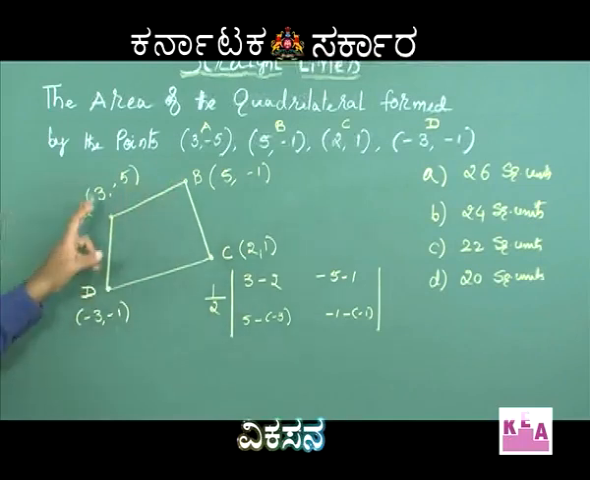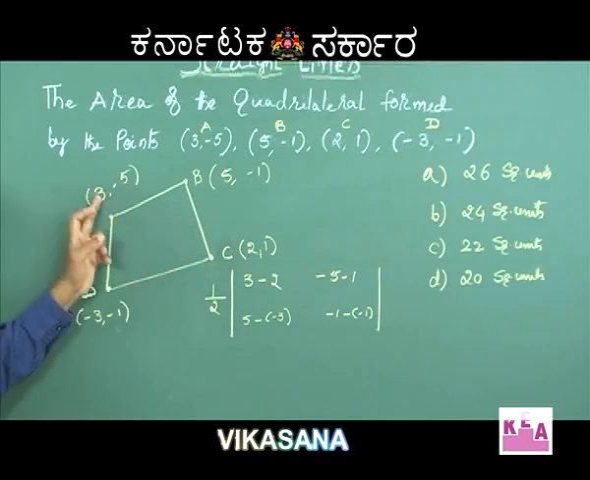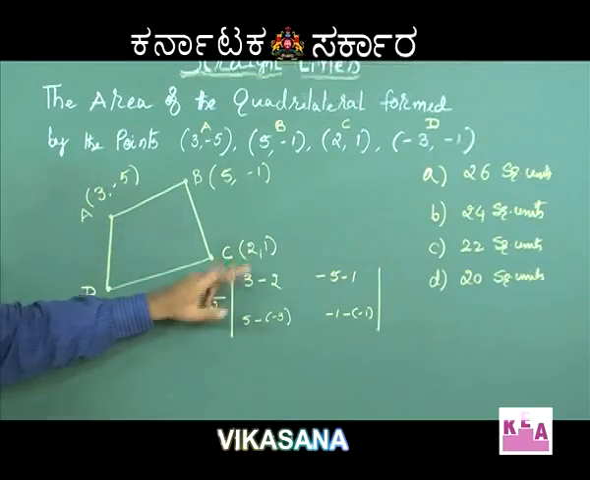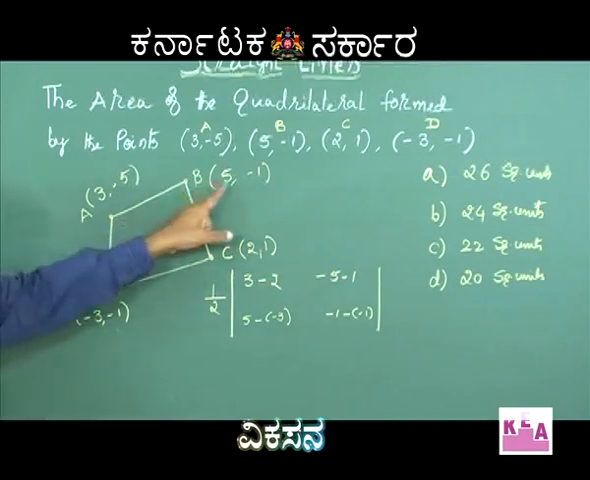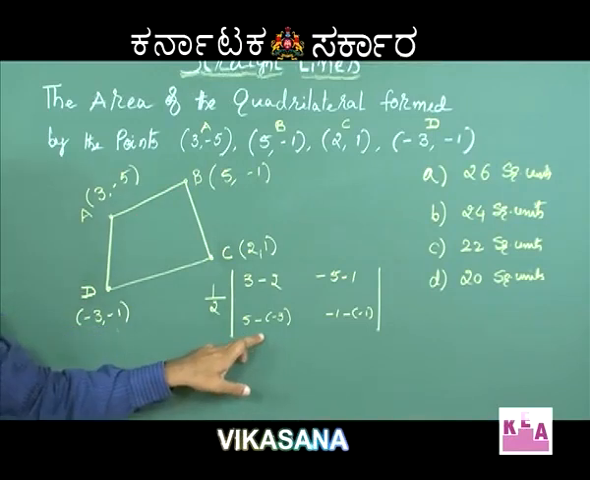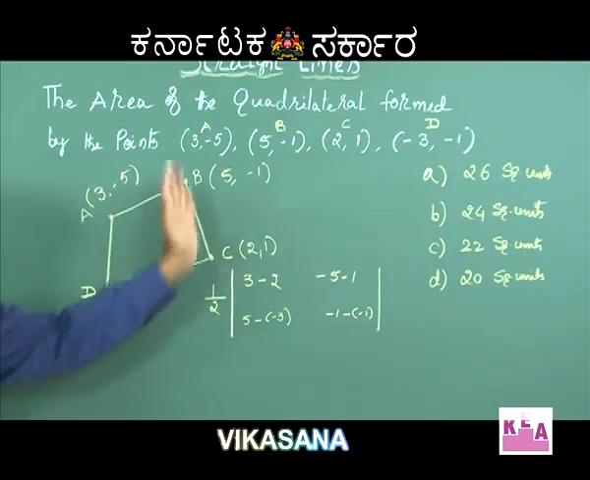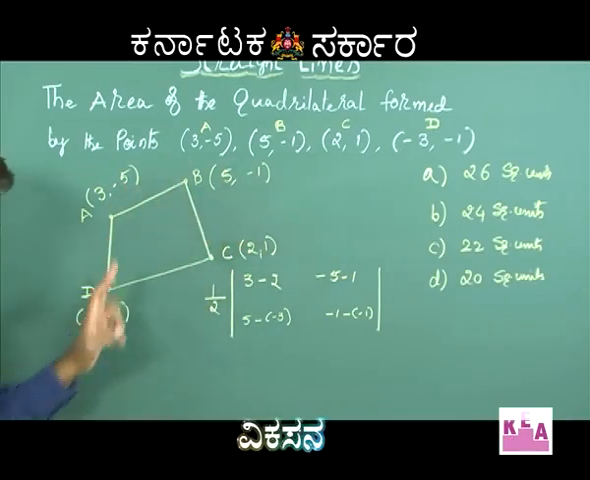To find the area directly, first choose the corner points A and C. Take the difference of the x coordinates in the first row, first column, and the difference of the x coordinates of points B and D in the second row, first column. Similarly, on that side write the y coordinates, minus 5 minus 1, minus 1 minus 1, and simplify it.